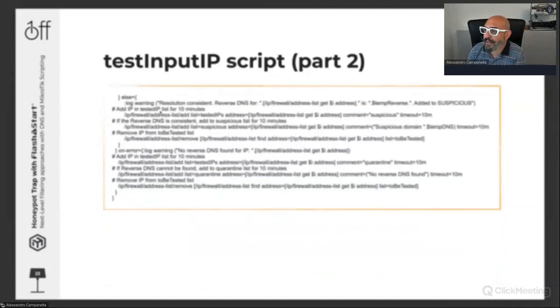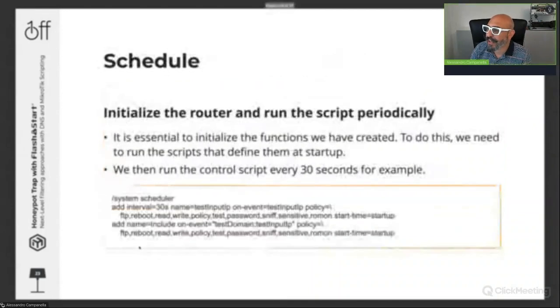And then if the resolution is correct, inserting suspicious for 10 minutes, but you can decide the duration of the address list. And of course, if there is no reverse DNS found for this IP, I insert it in the quarantine, as I told you before. So this is the main script. I mean, it's quite complex. It takes some time to be built, but it works, of course.